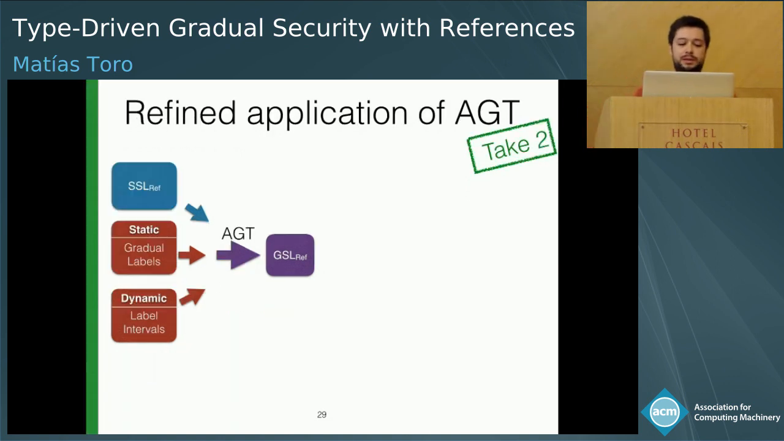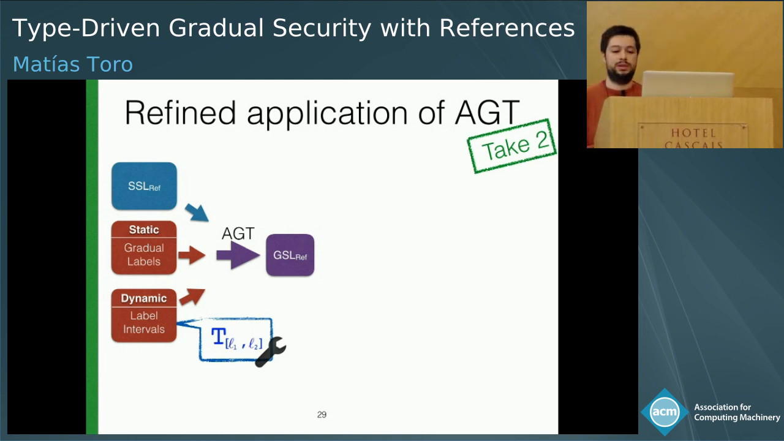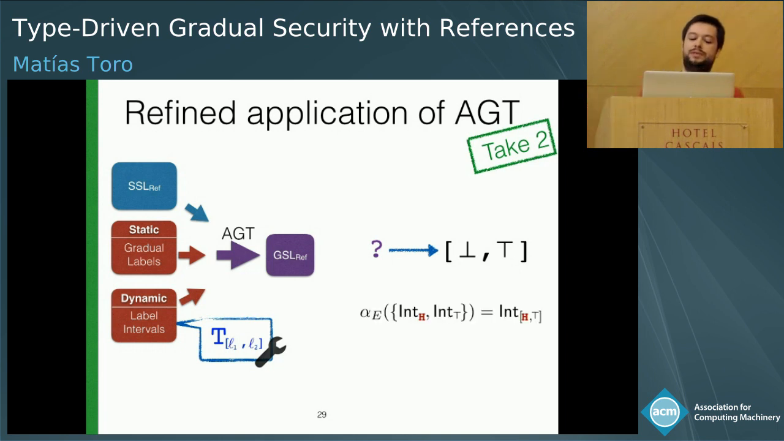So what we actually did was a refined application of AGT, where in the dynamic semantics, we use label intervals in the evidence, where now types are indexed by some interval of static labels, where the interval represents all security labels between the boundaries. So for instance, the unknown type is now represented by the interval from bot to top. So now the abstraction of the set of int h and int top is now int indexed with the interval from h to top.